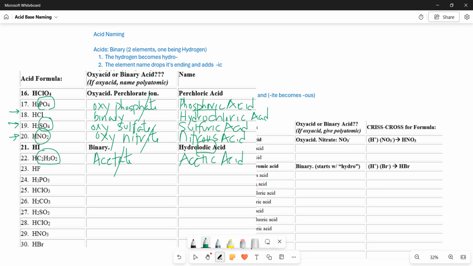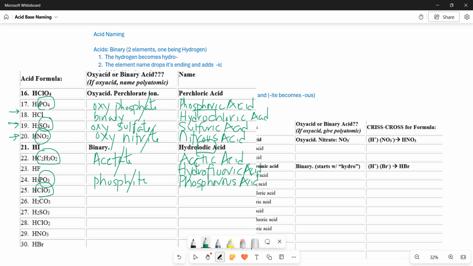The next one is binary. We have fluorine. We're going to take the ine off and add ic. And we do need to add the hydro because it's binary. So it's going to be fluoric, hydrofluoric acid. All right, next one we have an oxy. This is phosphite. Take the ite off, and we're going to say phosphorous acid.